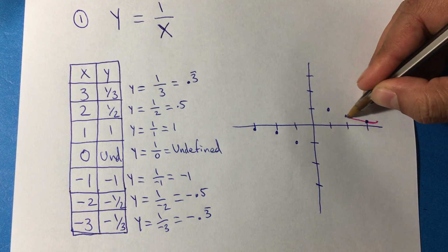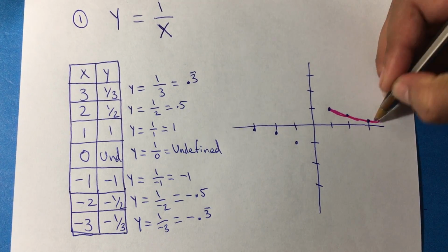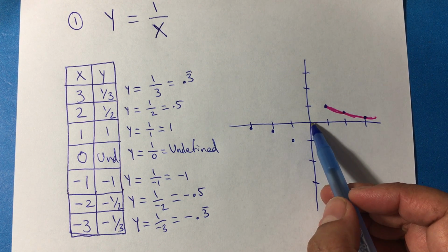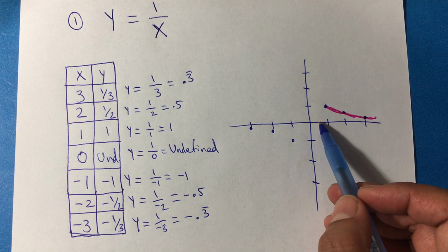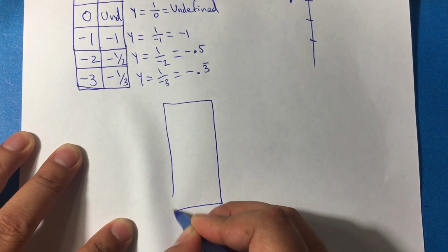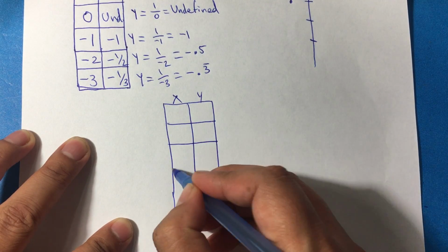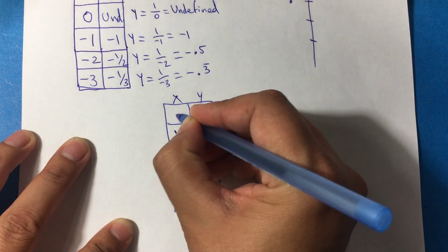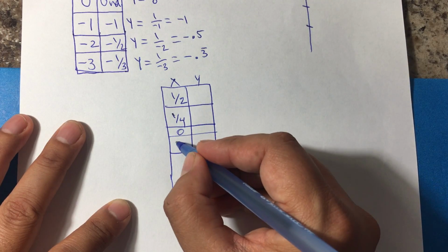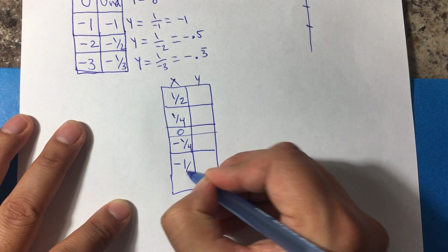But what about the other values? We can't really see them. That's all we get for our graph. So what I recommend is choosing some points between 0 and 1, so maybe 1/2 and, I don't know, 1/4. And we'll do that for the positives and negatives. So again, x and y: 1/4 and 1/2. We know 0 is undefined, but we'll also choose -1/4 and -1/2.